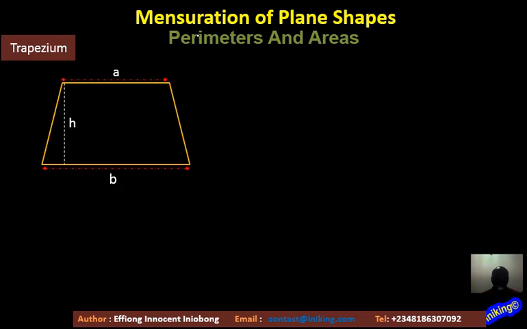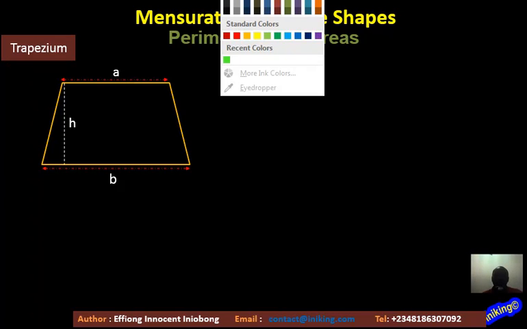We are still on mensuration of plane shapes. Next is trapezium. A trapezium is a quadrilateral, that is a four-sided shape with two of its opposite sides being parallel. As you can see in the figure on the screen, the side labeled A is parallel to the side labeled B. That is, these opposite sides.